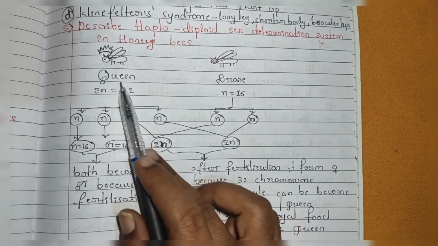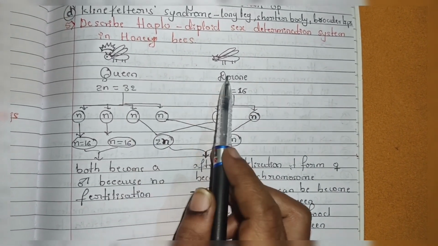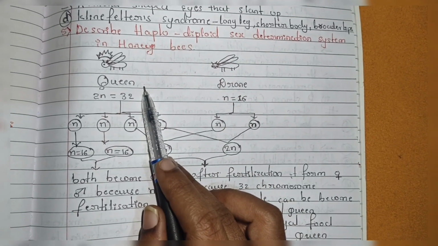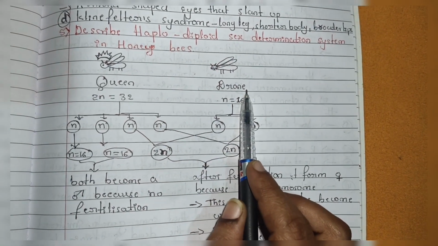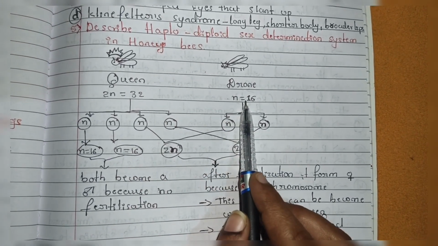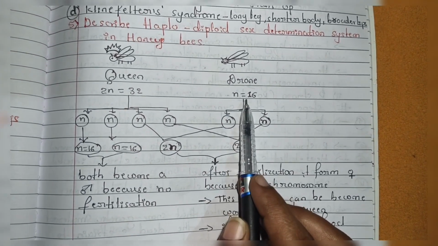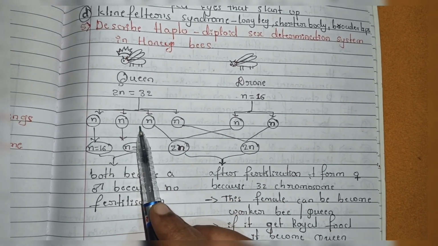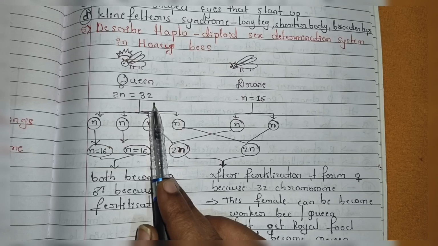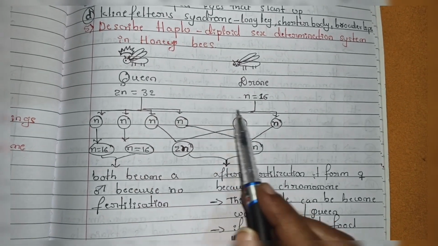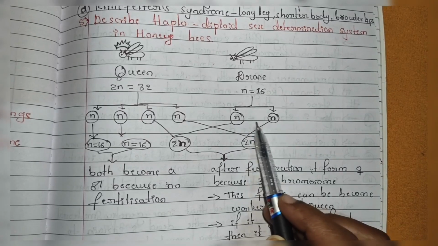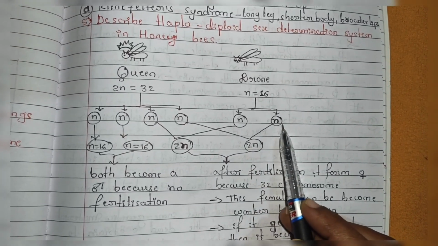So here there are two types of honeybees, one female and another male. The female we call a queen, which is able to reproduce. The male we call a drone. Females have 32 chromosomes, drones have 16 chromosomes. The female produces 4 gametes because she has diploid chromosomes, a double set of chromosomes. The male has only a half set of chromosomes, so he produces only 2 male gametes.